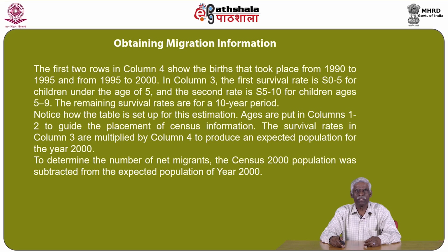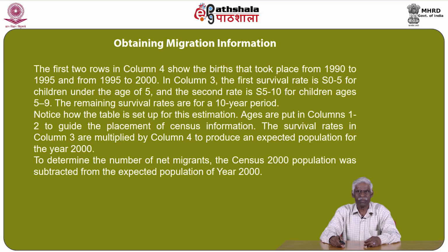We need to note that the first two rows in column 4 show the births that took place from 1990 to 95 and from 1995 to 2000. In column 3, the first survival rate is 0 to 5 for children under the age of 5, and the second rate is 5 to 10 for children ages 5 to 9. The remaining survival rates are for a 10-year period.